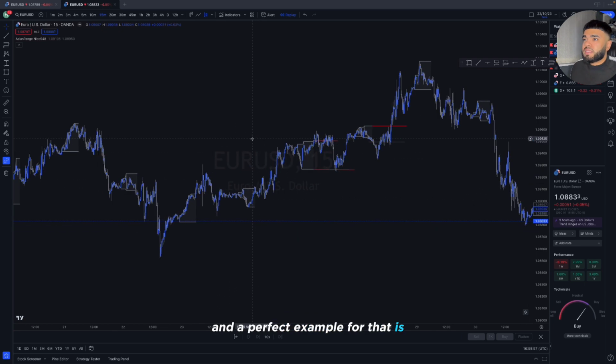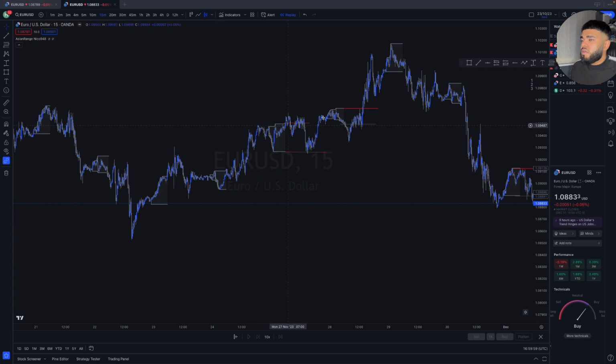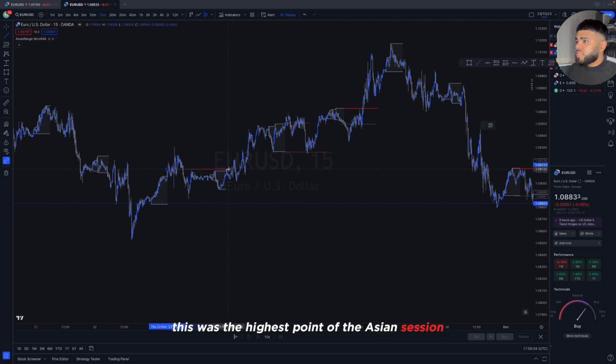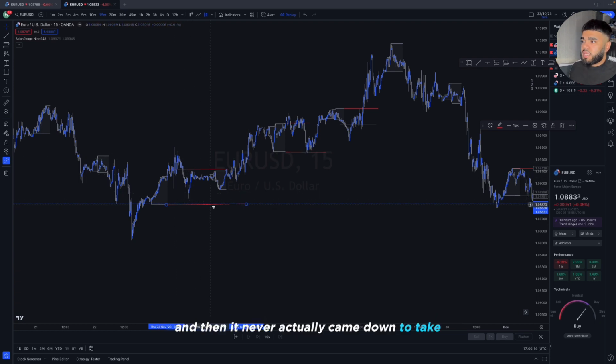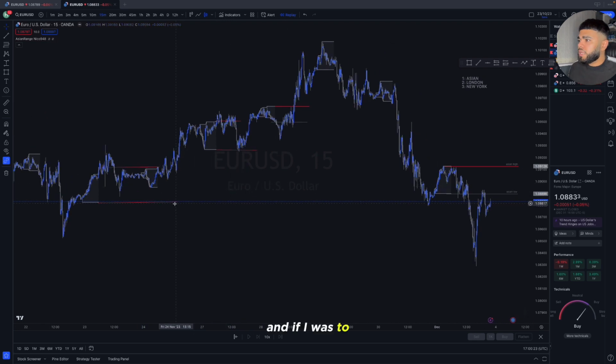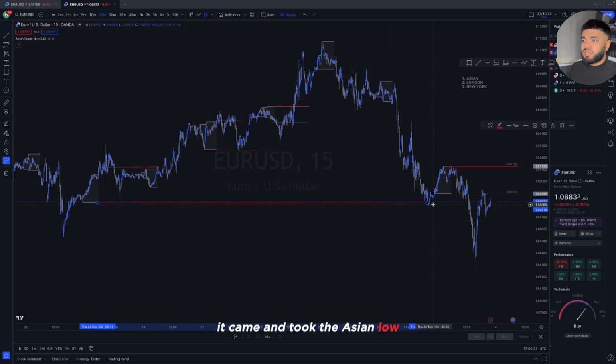And a perfect example for that is right over here. This was the highest point of the Asian session. This was the lowest point. Now you can see how price went and took the Asian high, and then it never actually came down to take the Asian low. But we know as traders that price is always going to take both the Asian high and Asian low, because liquidity lies under it. And if I extend this line over here, what did price end up doing? It came and took the Asian low.